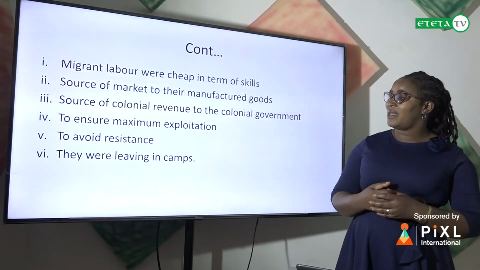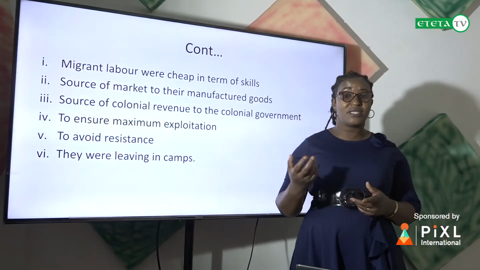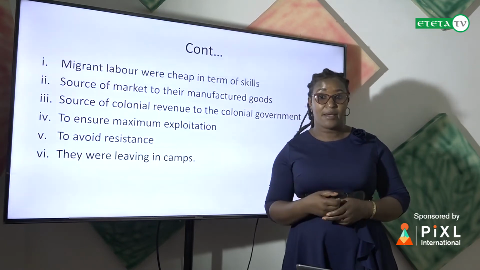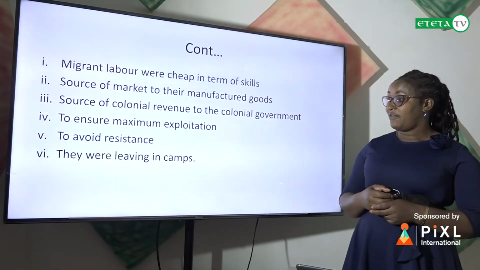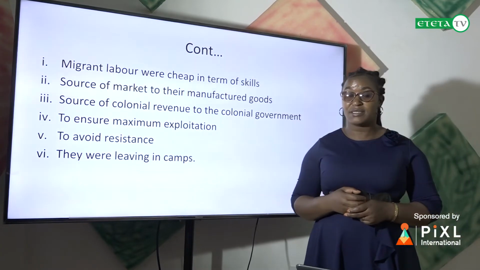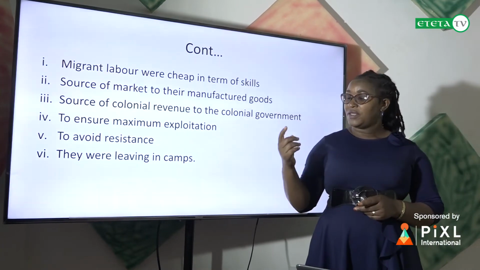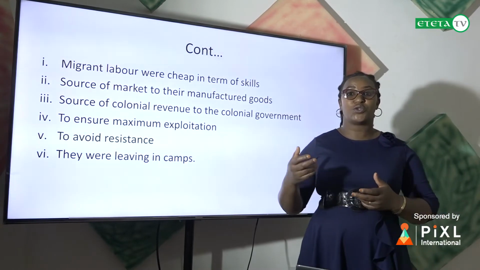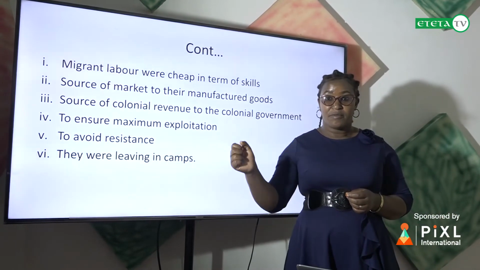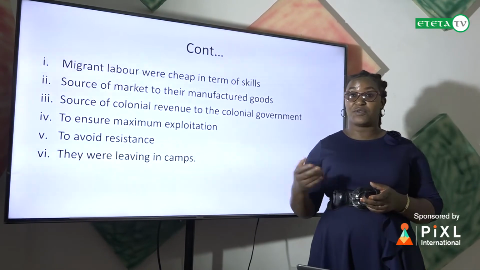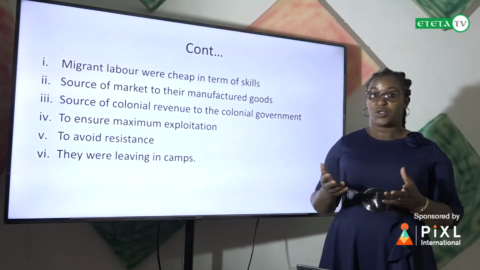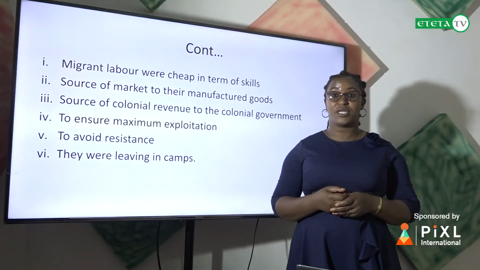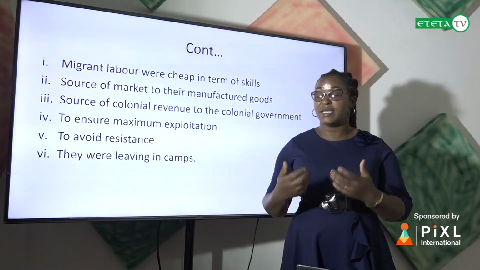Those migrant laborers were paid very low wages with long working hours, which you cannot compare with what they were paid. Number 5, to avoid resistance. This is because the people themselves decided to go to the colonialists' farms or industries for the purpose of working. So nobody forced them to go there for the production. They went themselves independently.